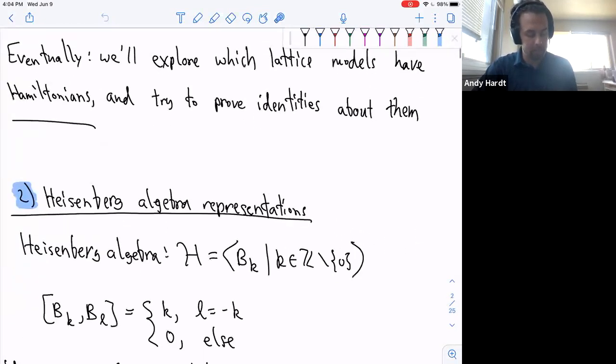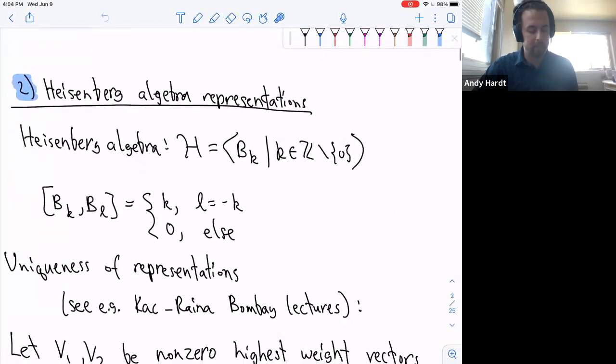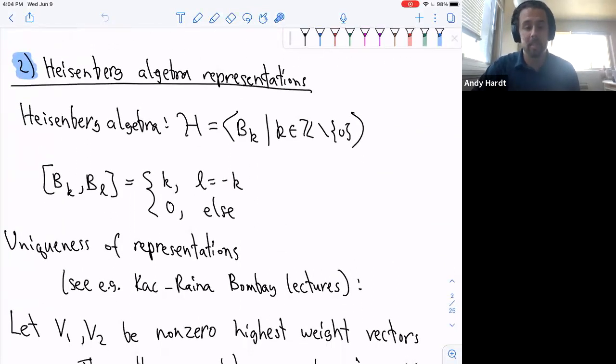So first, we're going to talk about Heisenberg algebras a little bit. A Heisenberg algebra, we're going to call this mathcal H, is generated by these generators B sub k for all non-zero integers, such that they commute unless k and l are negatives of each other, and then the commutator is just a factor of k.